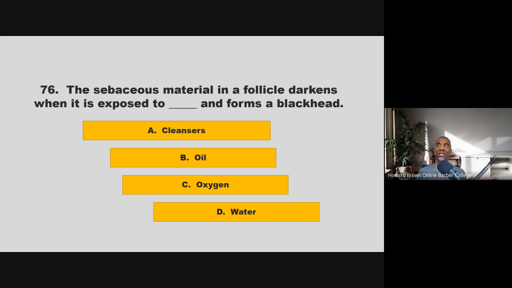The sebaceous material in a follicle darkens when it is exposed to blank and forms a blackhead. Is it cleansers, oil, oxygen, or water? If you chose C, oxygen, you are correct.